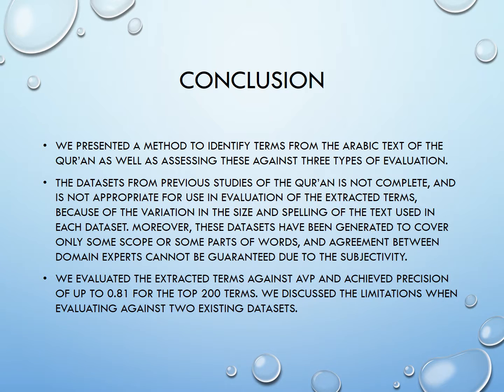The data sets from previous studies of the Qur'an are not complete in that they haven't tried to extract all the terms from each verse, which explains to some extent why there is a variation between the different ontologies or different sets of terms. So what we can do is try to cover a combination of all the different ways of extracting terms. We evaluated the extracted terms against this average precision and achieved a measure of up to 0.81 for the top 200 terms, which is reasonably good as a state-of-the-art for term extraction methods for English as well.